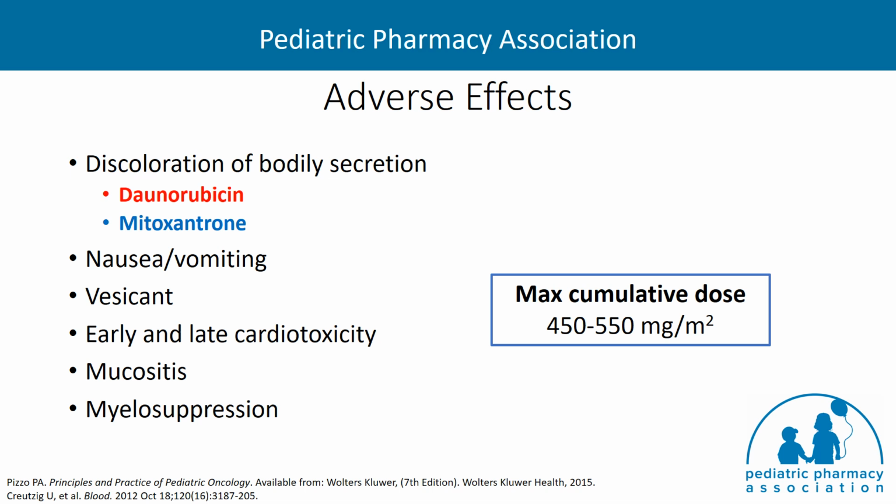First, discoloration of bodily secretions is frequently reported, and the color really depends on the anthracycline or anthracenedione that's being administered. Specifically, daunorubicin can result in red or orange tinged bodily secretions. Mitoxantrone can result in blue tinged bodily secretions, which is very important to counsel families on, especially if they're not expecting for that to potentially occur with their therapy.